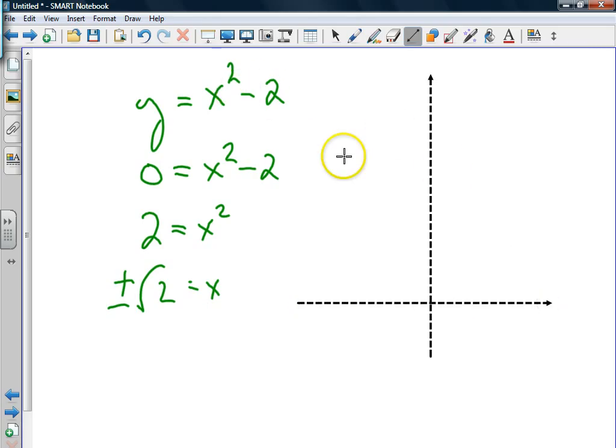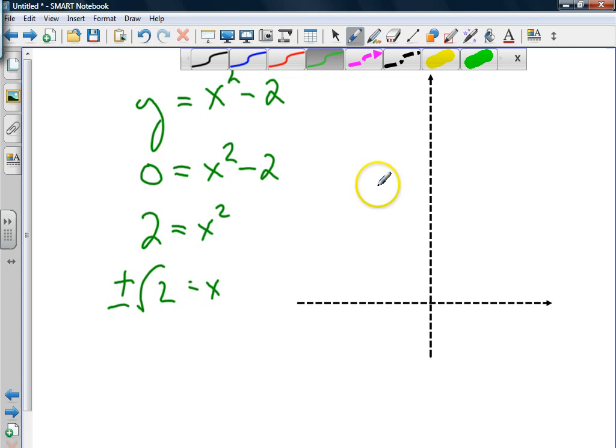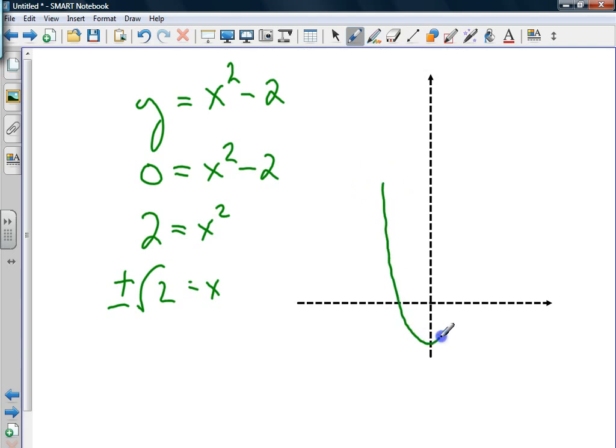Because y equals x squared looks like this. It goes through 0, 0. But what does the minus 2 do to the graph? Translation, right? It translates vertically down. So it looks like this, where it doesn't go through 0, 0 anymore, it goes through 0, negative 2 for the turning point, right?